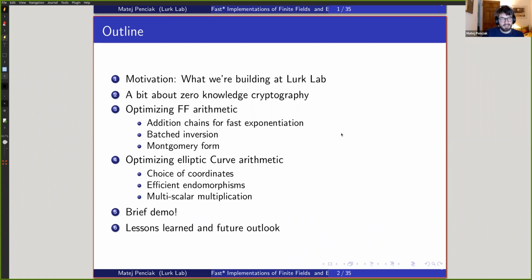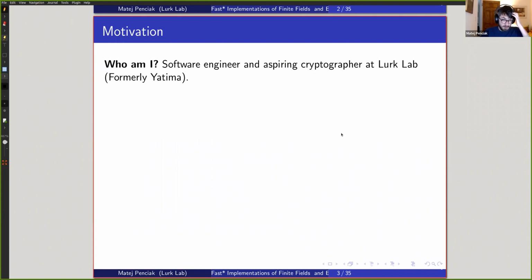So let's begin. First, I should answer, who am I? I'm a software engineer and aspiring cryptographer at Lurk Lab. We were formerly named Yatima, up until about 2 weeks ago or something like that, but we've gotten a new name, Lurk Lab. I'm very new to all of this. If you asked me what the most interesting things were exactly 1 year ago, I'd probably say something like moduli of vector bundles and abelian varieties and integrable systems and all these kinds of things.